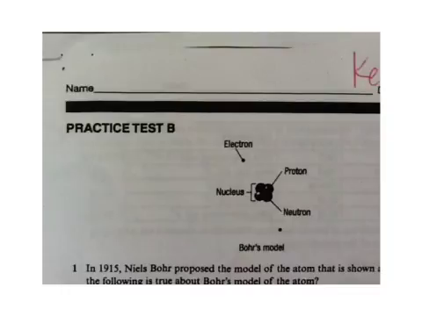Number 7. What is the reason for balancing a chemical equation? A. To show new products that are formed. B. To show that the law of conservation of mass is obeyed. C. To show that the law of conservation of energy is obeyed. Or D. To show that the atoms are rearranged during a chemical reaction.